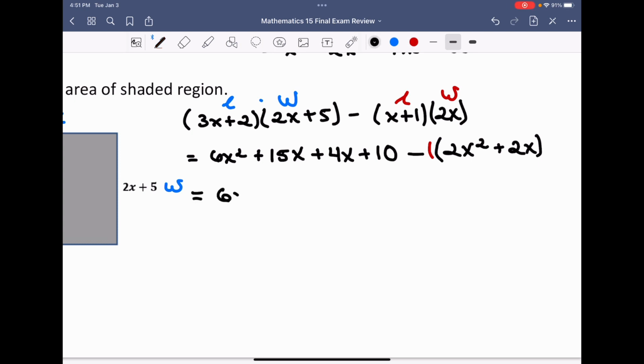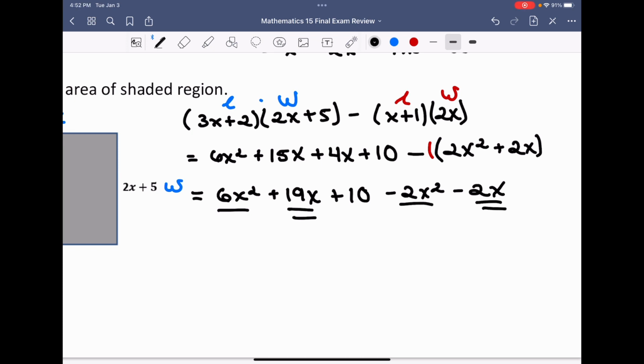This is equal to 6x squared. I'm going to combine my x terms here. 15 plus 4 is plus 19x plus 10. And then now we're going to distribute this. -1 times 2x squared is equal to -2x squared. We're going to multiply -1 to positive 2x, which is going to give me -2x. And then now my last step is just to combine the like terms. My x squareds are going to get a single underline. My x terms are going to get a double underline. And then my constant is going to get a squiggle.